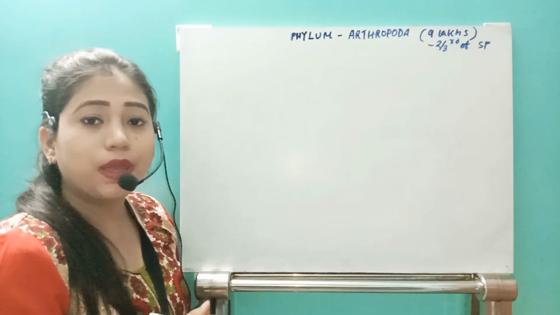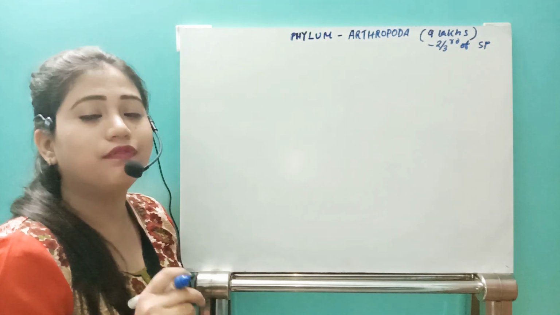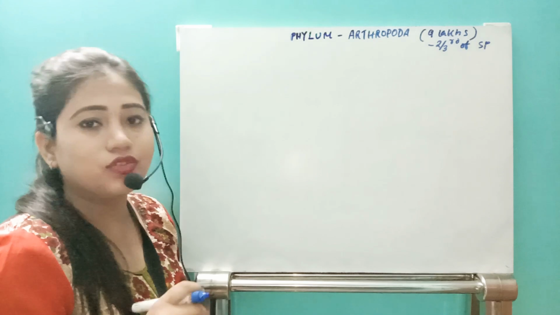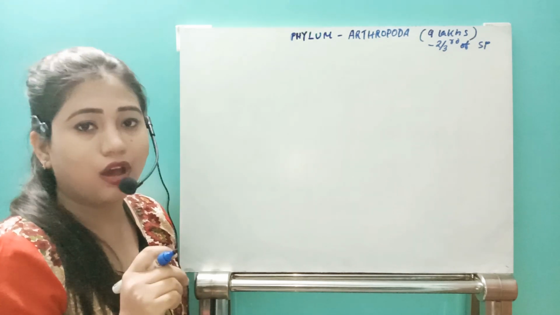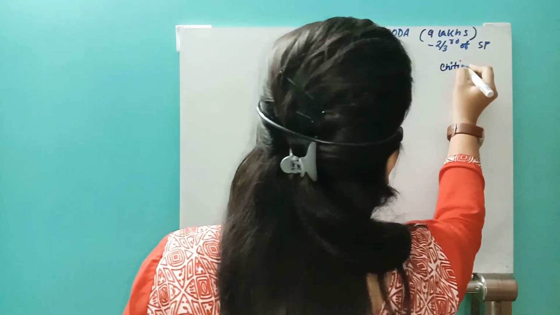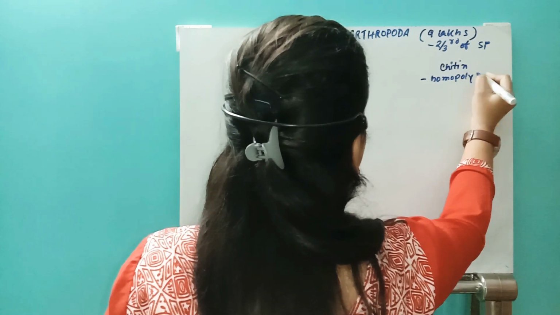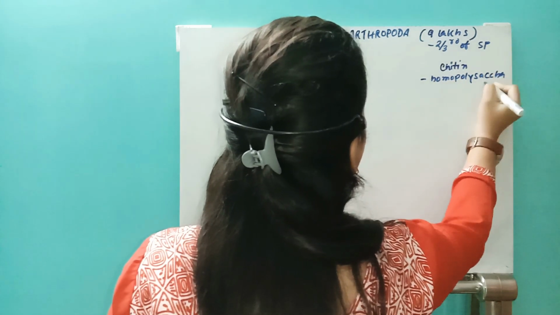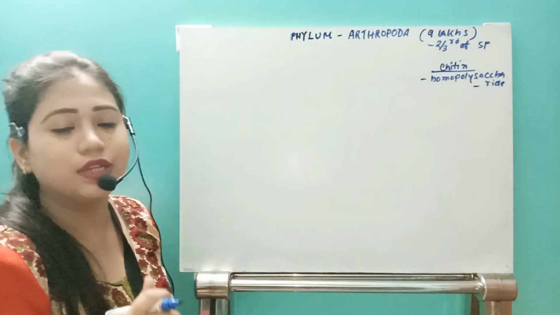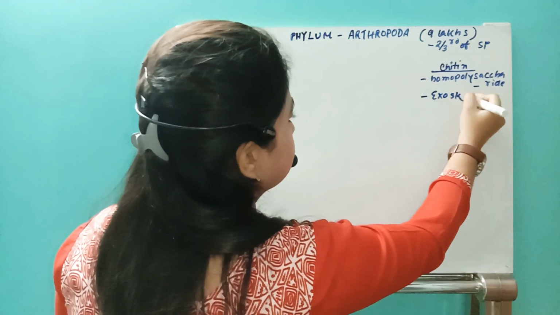What may be the reason? In the phylum Arthropoda they have a very thick outer exoskeleton, and that exoskeleton is made up of a component that is chitin. This is a homopolysaccharide. Remember this is a homopolysaccharide. This chitin develops their exoskeleton. Remember that this is the exoskeleton.